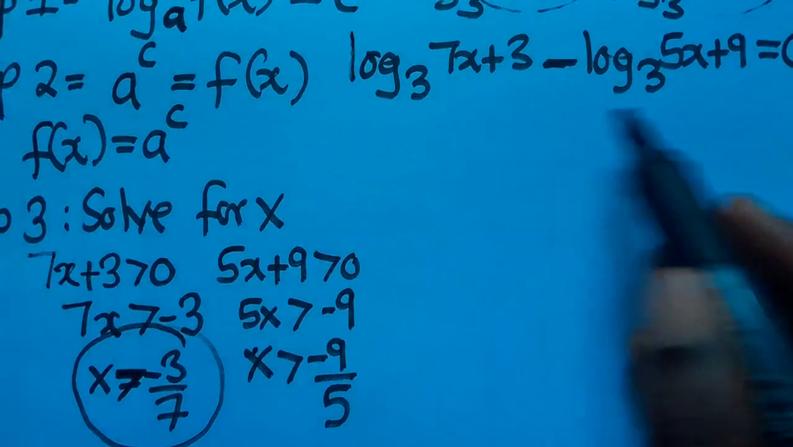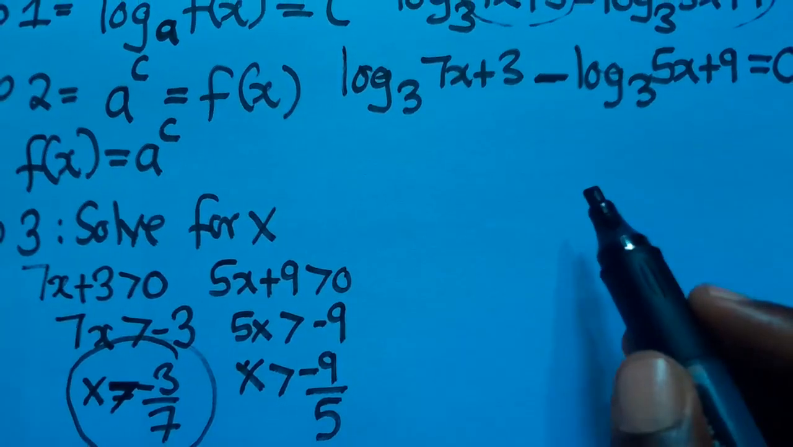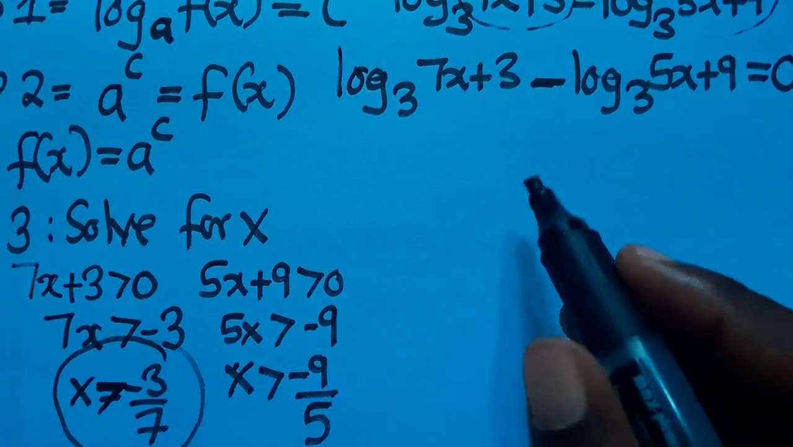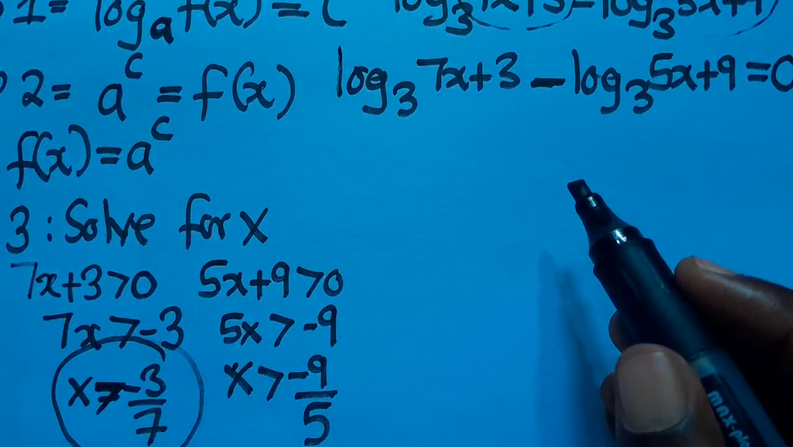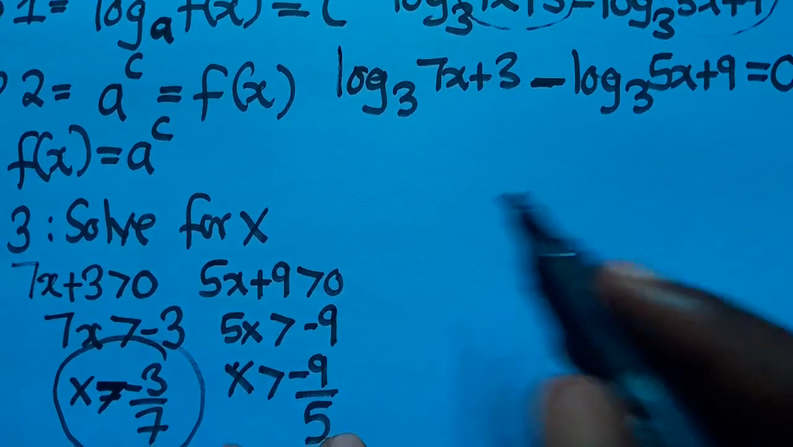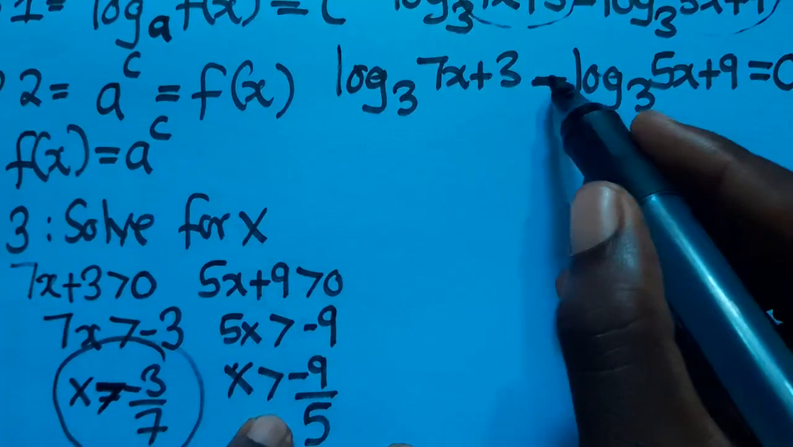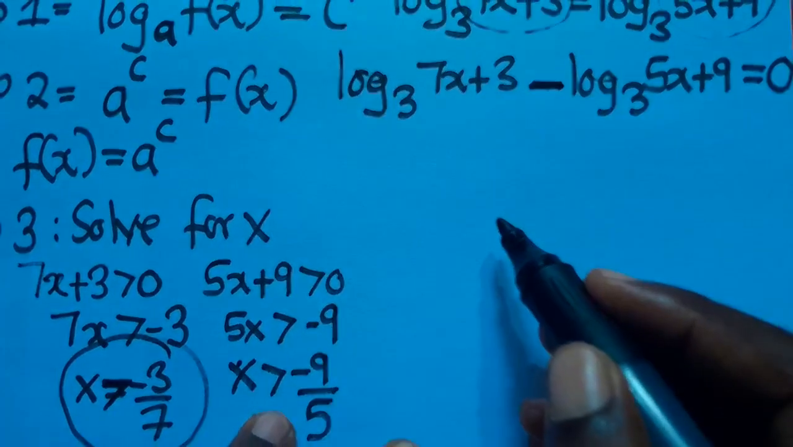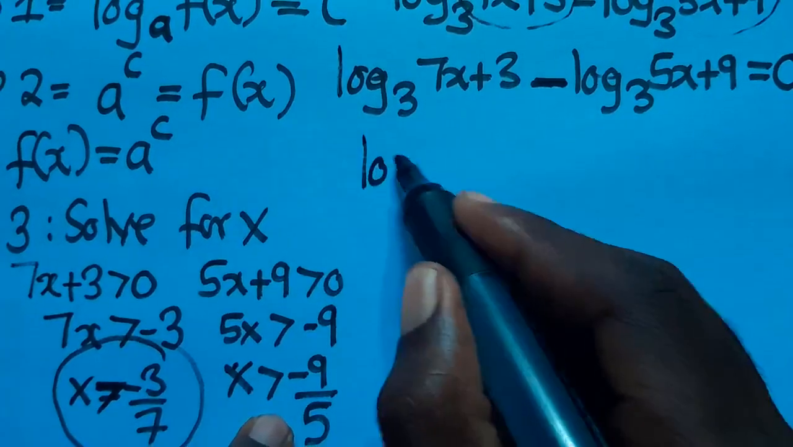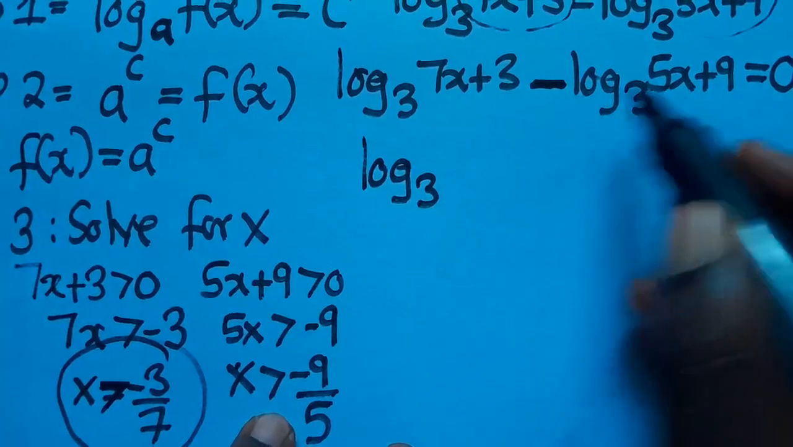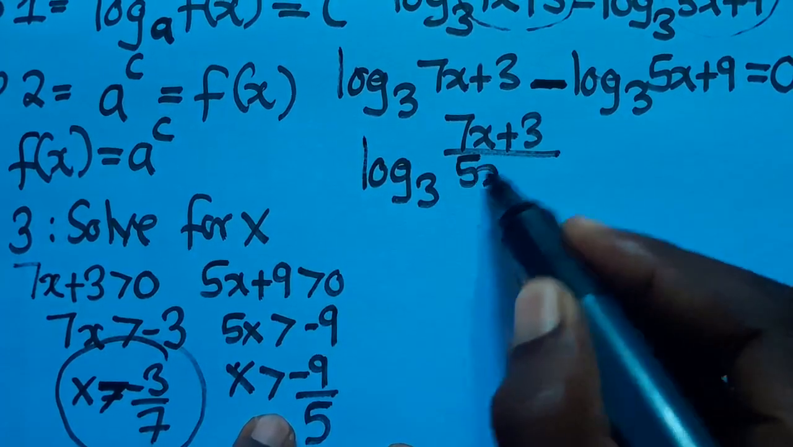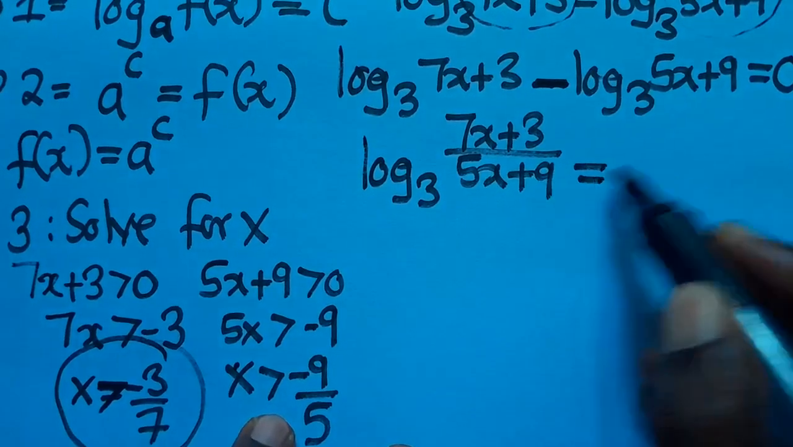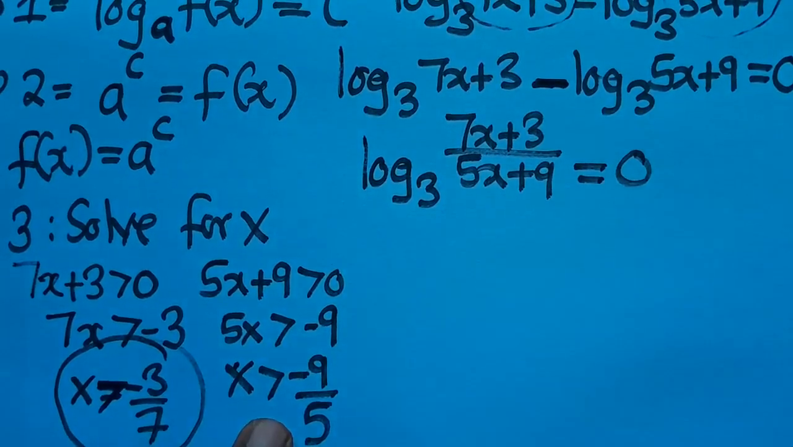So you express this as a single logarithm so that it is easy for us to understand what we are dealing with. Since there is a minus there, what does minus mean? Minus means you are dividing. So I'll say log base 3, then I divide these two: 7x plus 3 over 5x plus 9, which is equal to 0. I'm going to form something that will look like that.